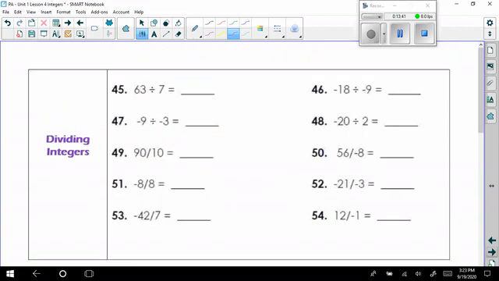Then we have dividing. Dividing is the same set of rules. So 63 divided by 7 is 9. A negative and a negative is a positive. 9 divided by 3 is 3. 90 divided by 10 is 9. Positive and a positive makes a positive. Negative and a positive is a negative. 8 divided by 8 is 1. And negative 42 divided by 7, negative and a positive is a negative. 42 divided by 7 is 6. So you try on your own.